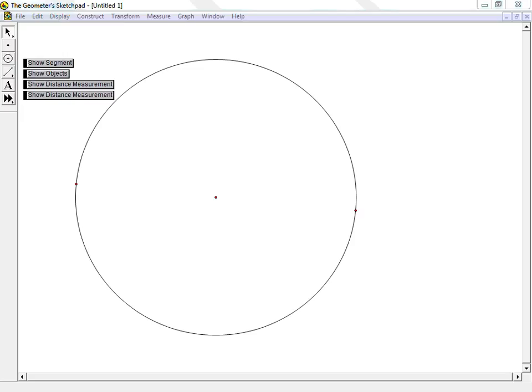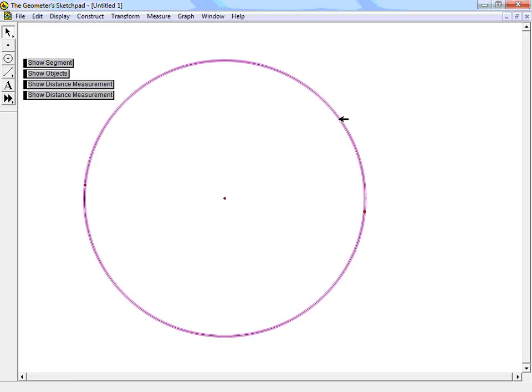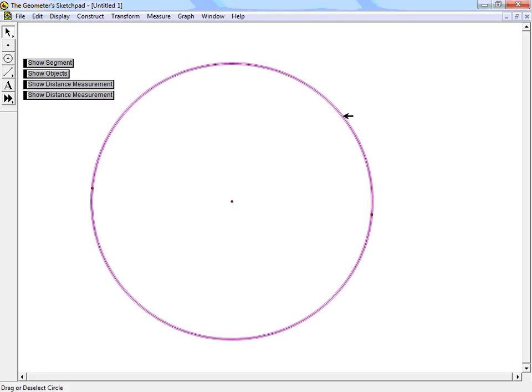Guys, we're going to be looking at what we call chords, but on a circle. Celeste, let's pay attention. So looking at a circle, right? I have just a random circle there.